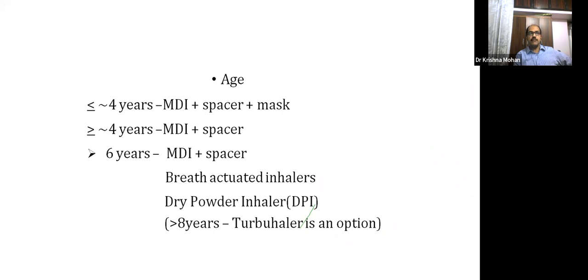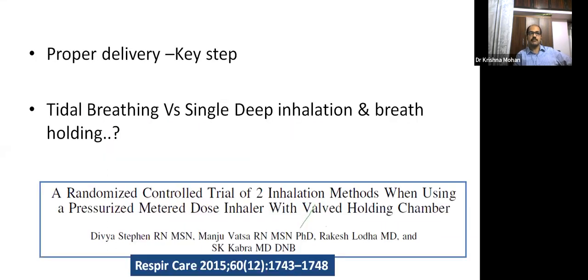So less than 4 years, you have to use an MDI with spacer with a mask. A mask is a must less than 4 years of age. And after 4 years, if the child is cooperative and is able to do without a mask, you can use MDI with spacer. And after 6 years, you can use MDI with spacer or a breath actuated inhaler or a dry powder inhaler. As I already told, even though it is recommended that you can use all these devices beyond 6 years of age, it is always better that you use an MDI with a spacer in all age groups. That is the most effective aerosol delivery system.